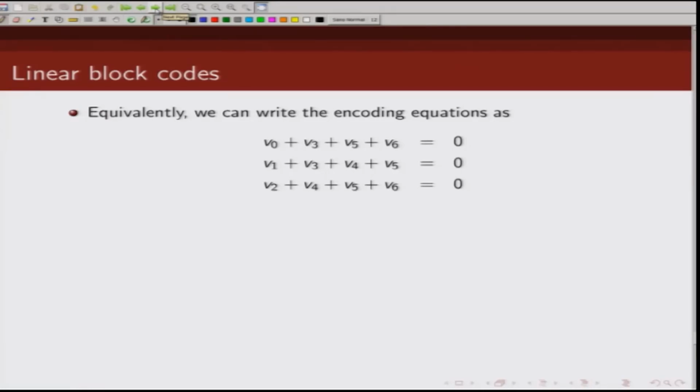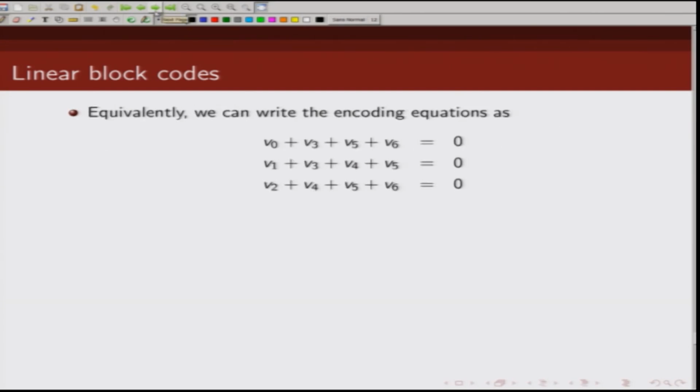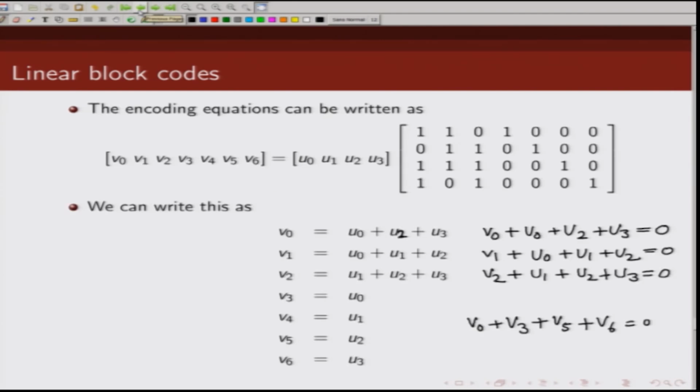The first expression basically, which was V0 plus U0 plus U2 plus U3. Now, this can be rewritten as V0 plus what is U0? U0 is V3, V3 plus what is U2? U2 is V5, V5 plus what is U3? It is V6. So, V0 plus V3 plus V5 plus V6 is 0, and that is what we have here. V0 plus V3 plus V5 plus V6 is equal to 0. Similarly, we can write the other equations as well.